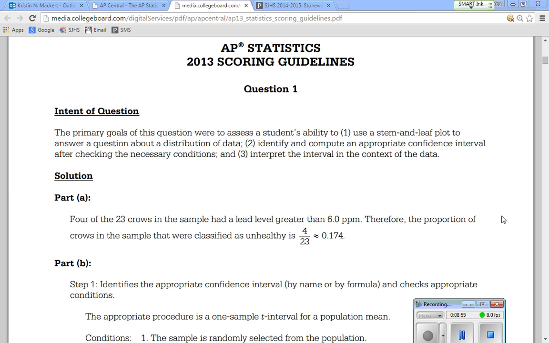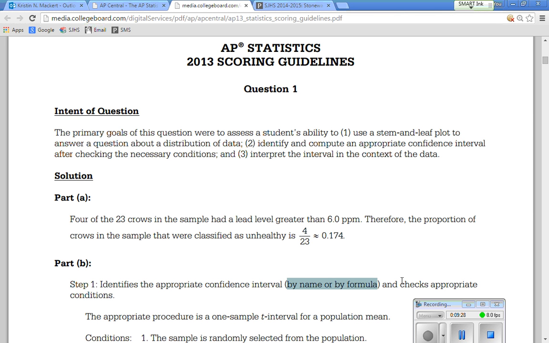So for step 1, it says to identify the appropriate confidence interval by name or formula. What that means is you had to say 1 proportion interval, or 1 proportion z interval, and then you could find it, or you had to use the formula and give me an answer, okay? So that's part of their grading rubric. That's what they're looking for. Kind of like name the test, name the interval. So it's something we need to practice doing.